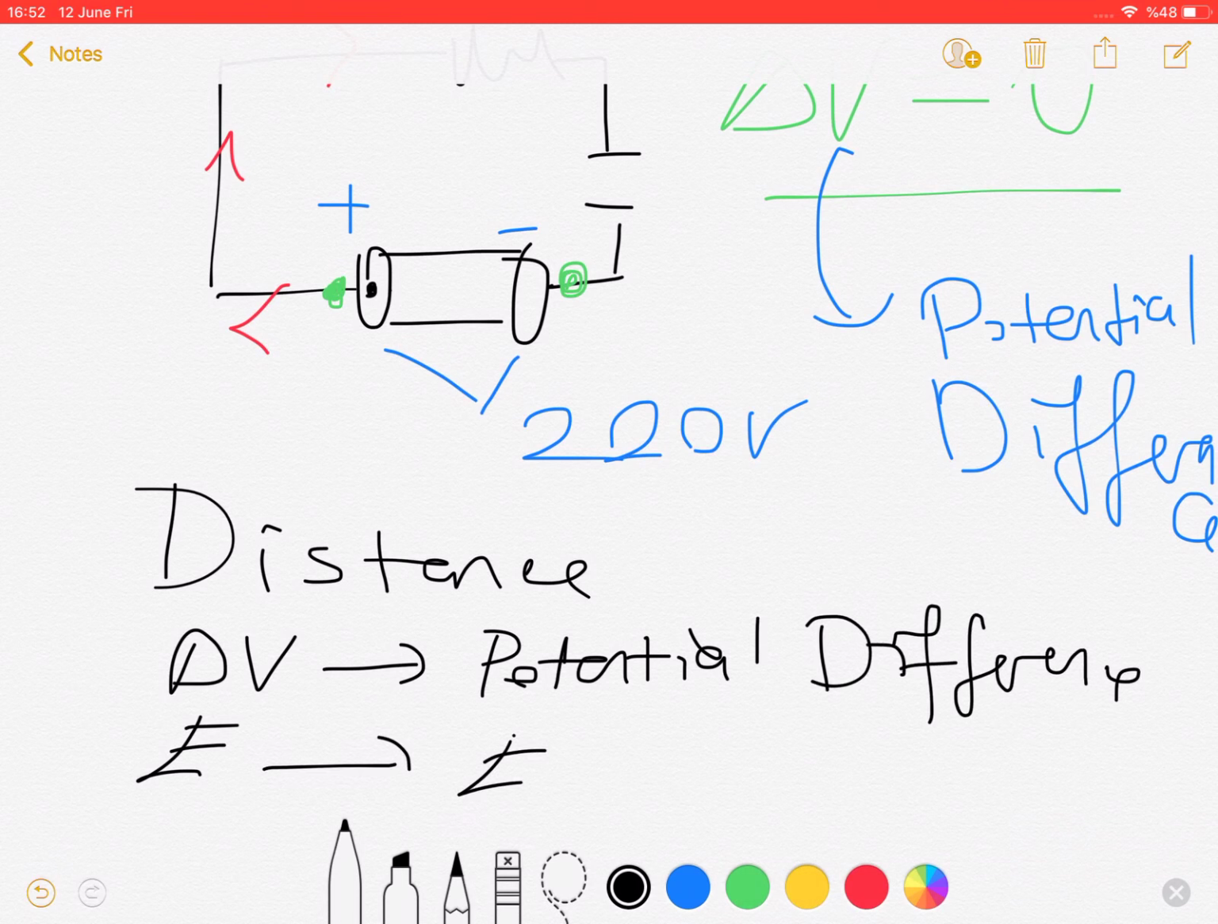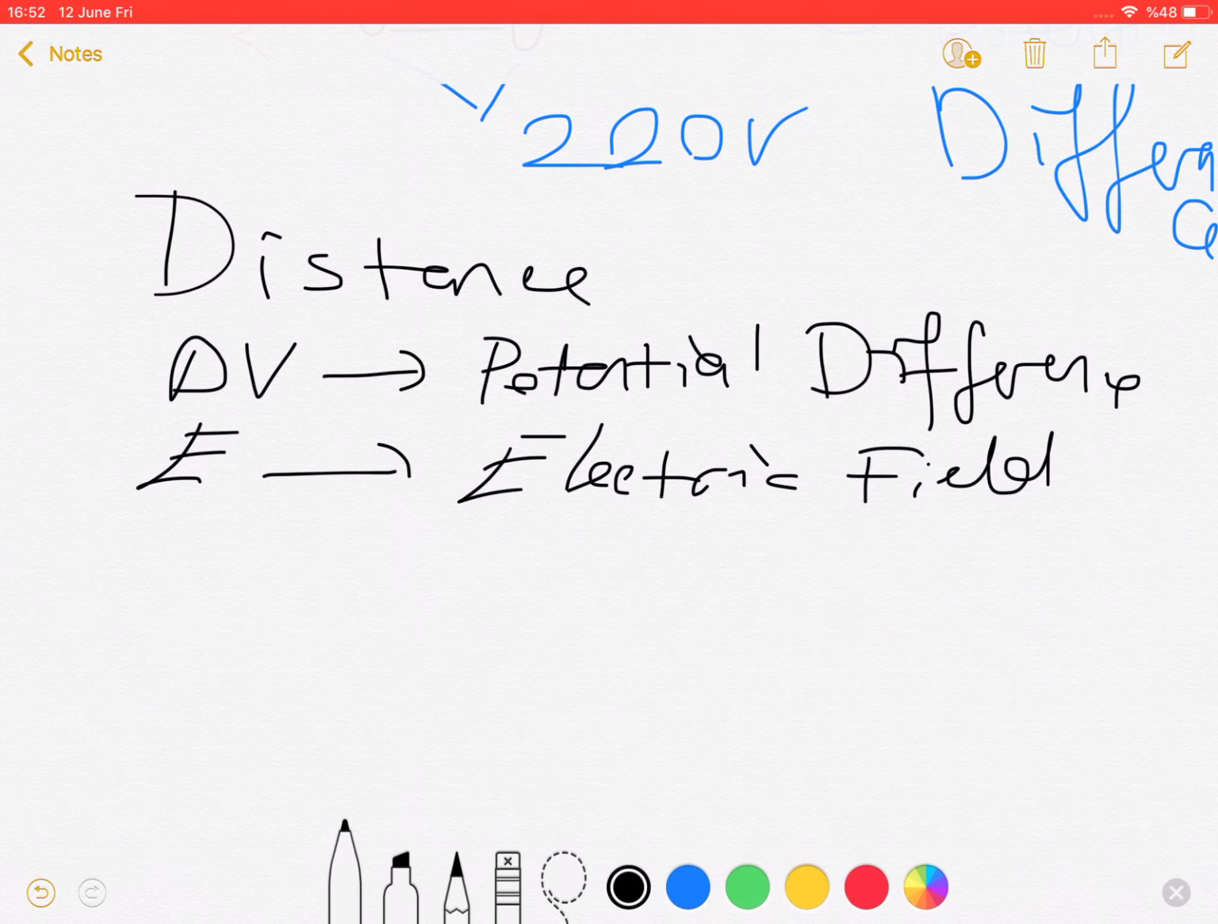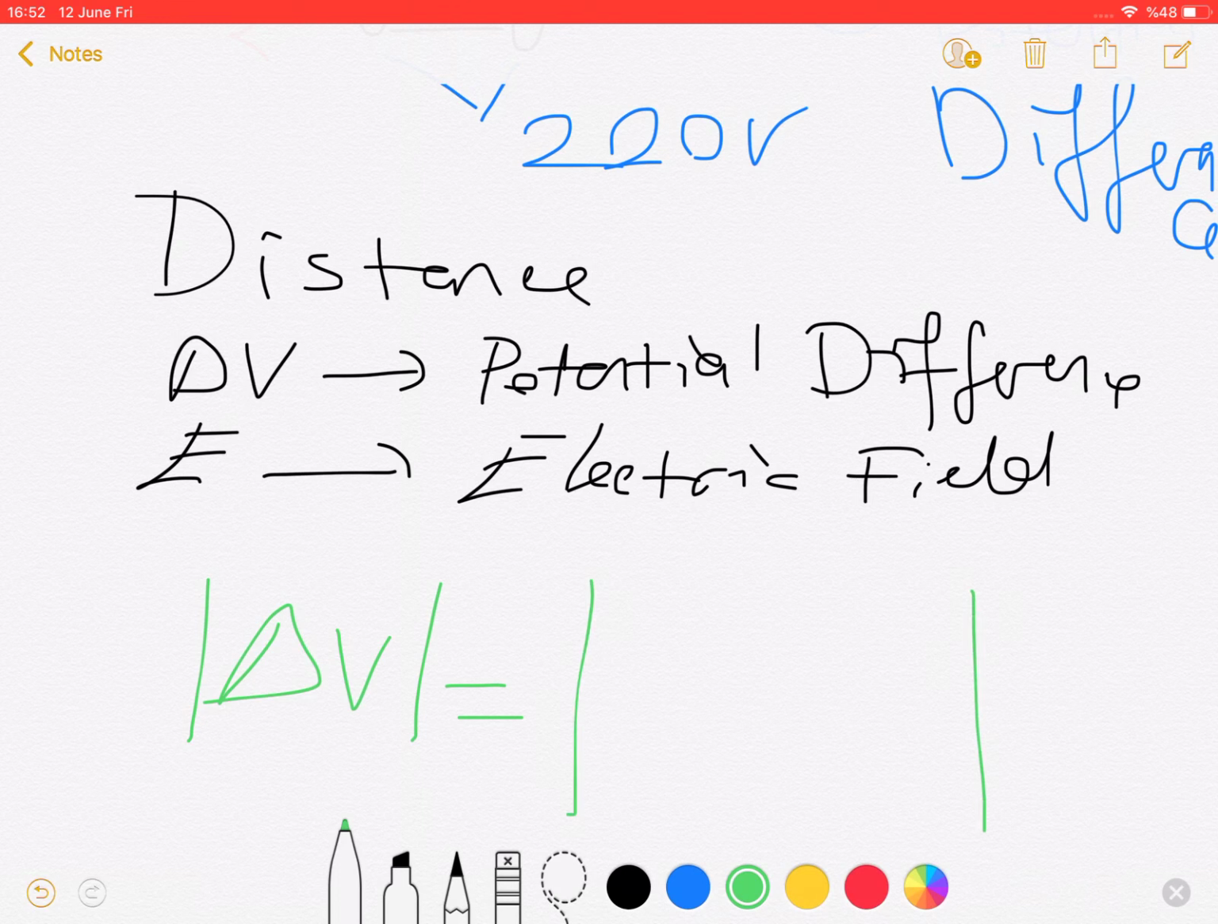We have electric field, and there's a correlation between them. Oh my god, I'm getting into somewhere. Okay, what else can I do? I think I can write there's a correlation: delta V equals, let's put the absolute value, it's important. If the electric field in the circuit is uniform, I can just write E dot dl.